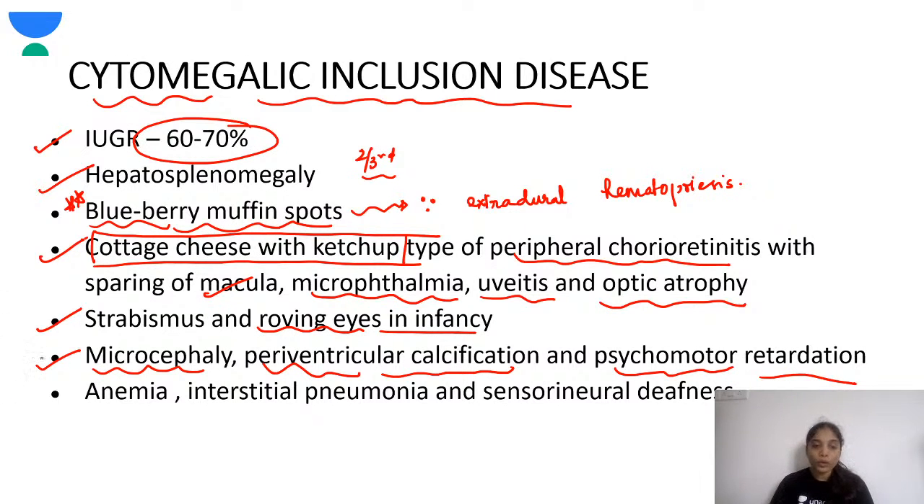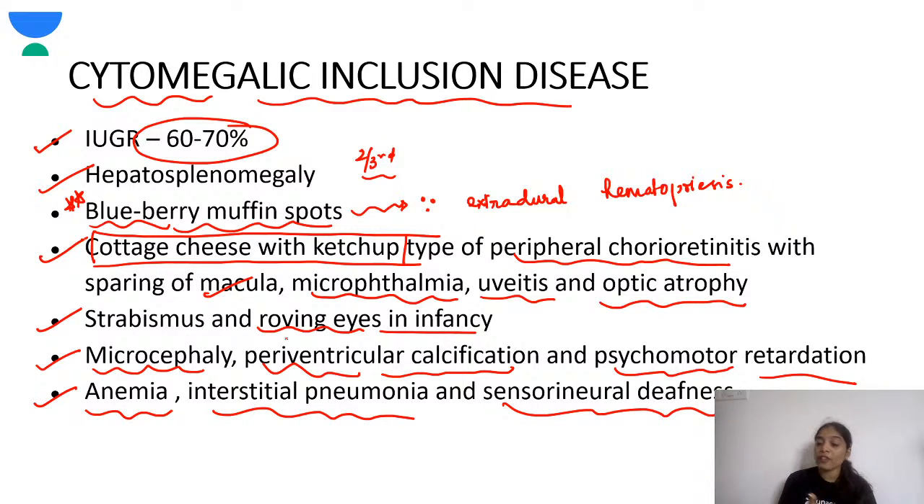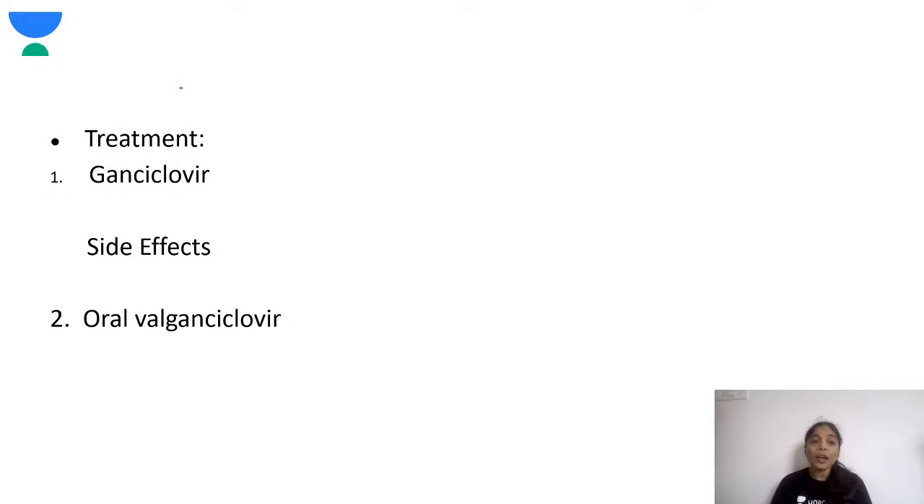Other findings you see in these children are that there could be anemia, interstitial pneumonia, and sensorineural deafness. The sensorineural deafness was also in rubella. That is why I've told you to make a chart of these infections so that it will be easier for you to revise. Fine. Now coming to the treatment.